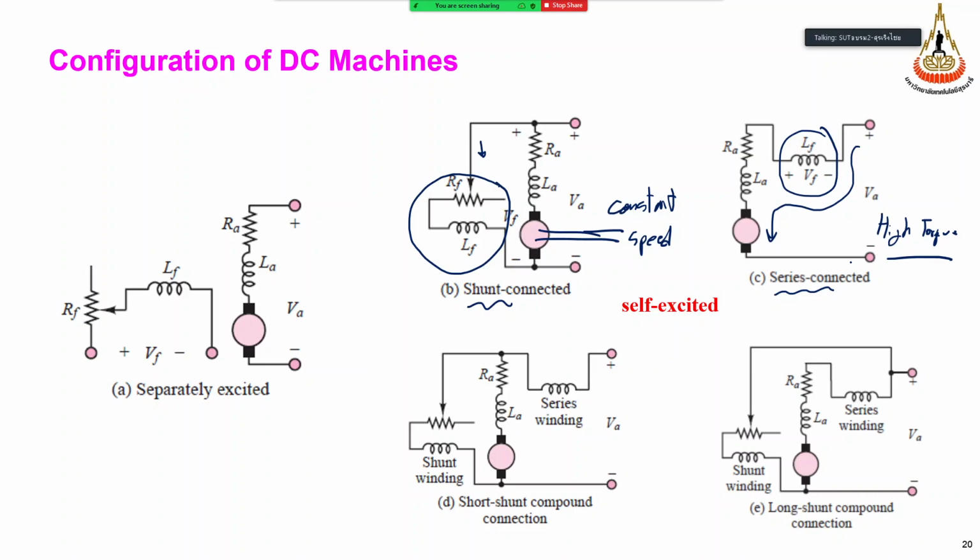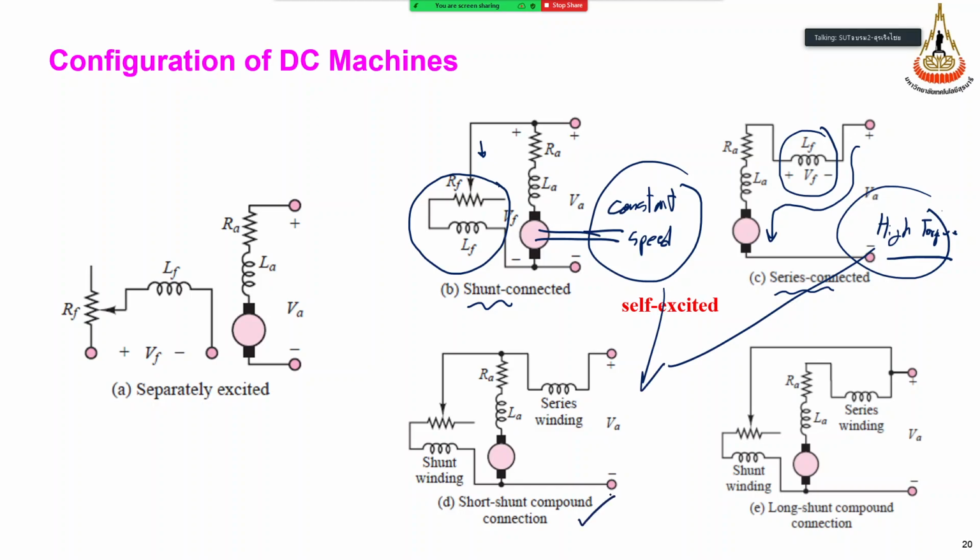So we can merge the advantages of these two types, both constant speed and high torque, to make a compound connection. The torque will be higher than shunt, and the speed will be more constant than series. So mixed together, the performance is in between shunt and series. We have both types of field excitation on this type also.